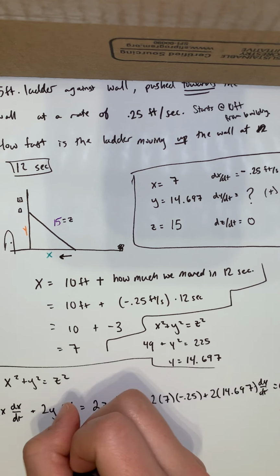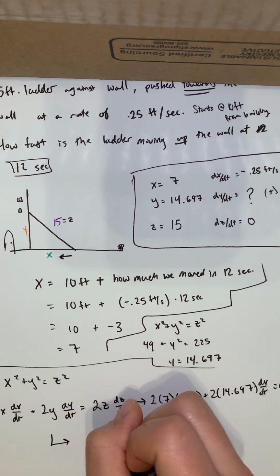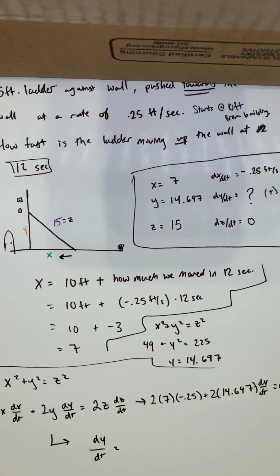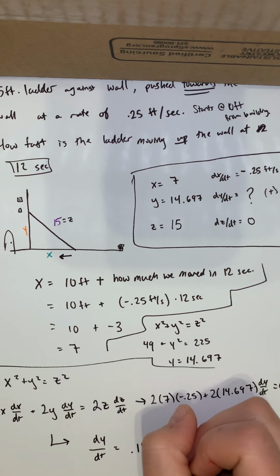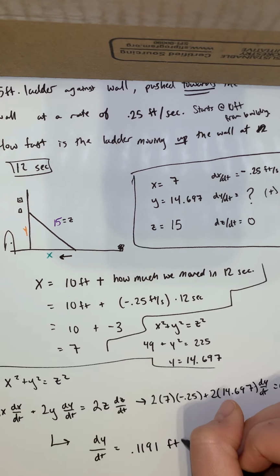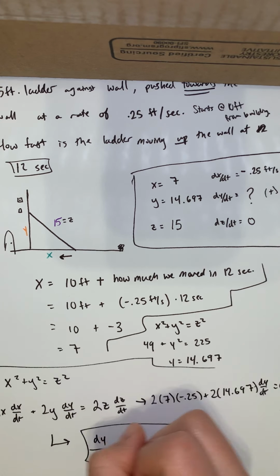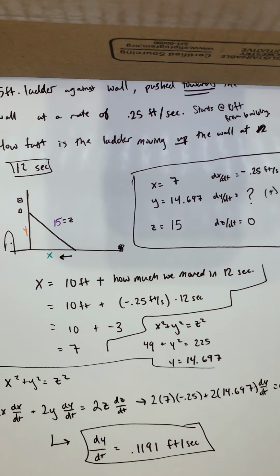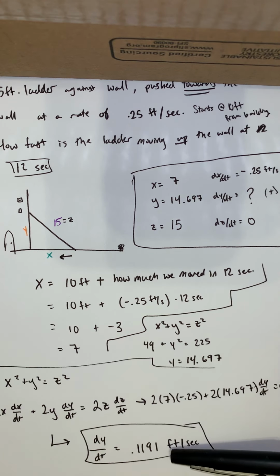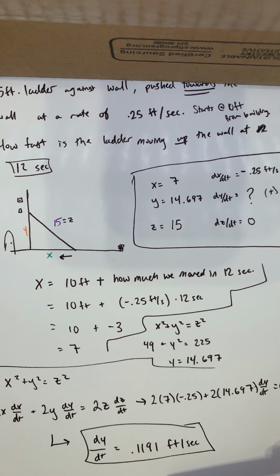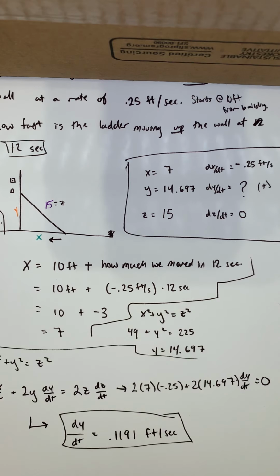Solving this, I see that dy/dt equals 0.1191 feet per second, which is positive. That's exactly what we wanted. Our ladder should be moving up the wall because of this motion. So again, as I say on the exam review solutions, this is definitely a few steps harder than something that you would see on the exam. I do love ladder problems, I don't love this kind of intermediate stuff.